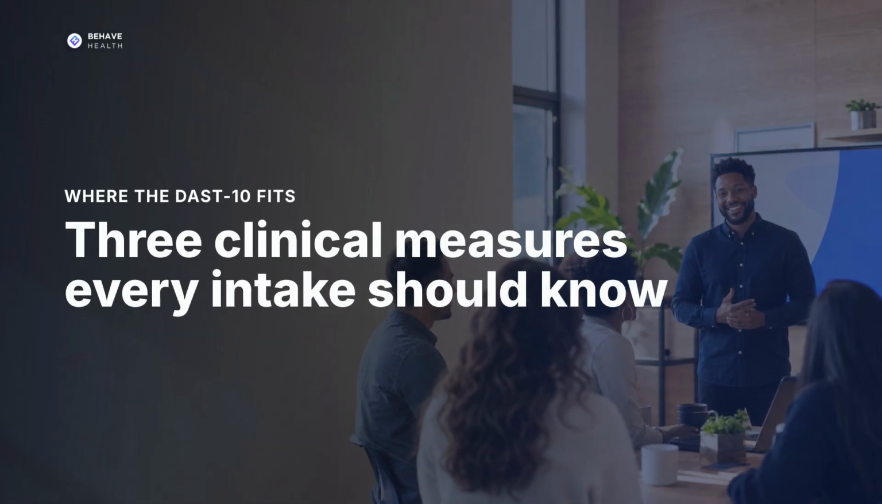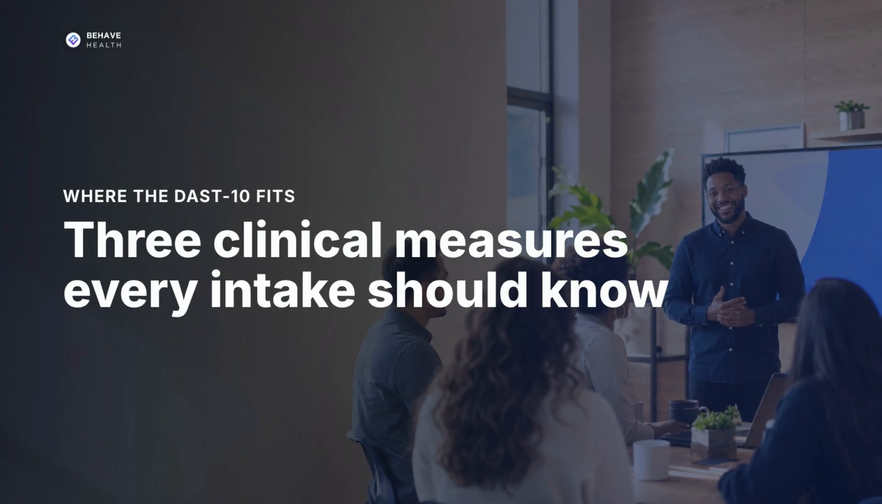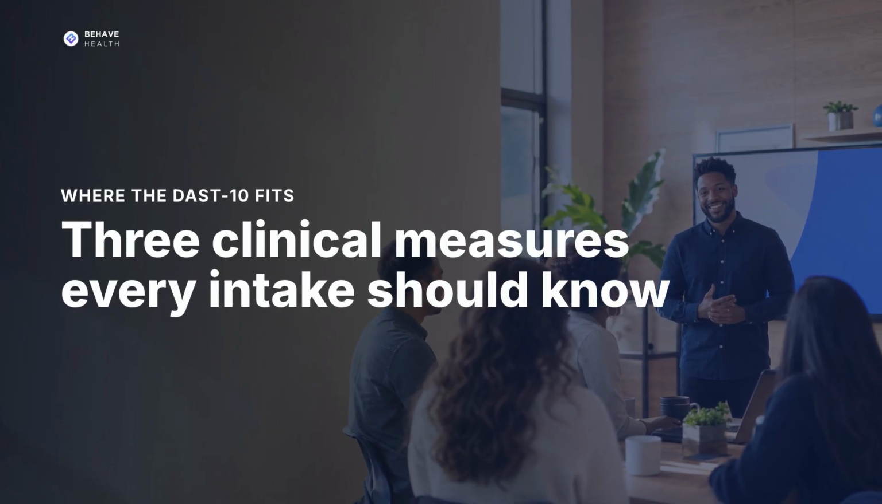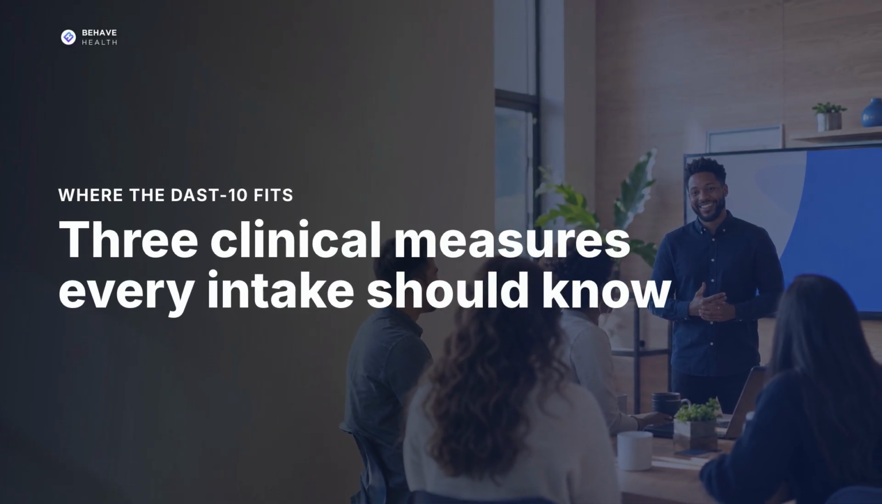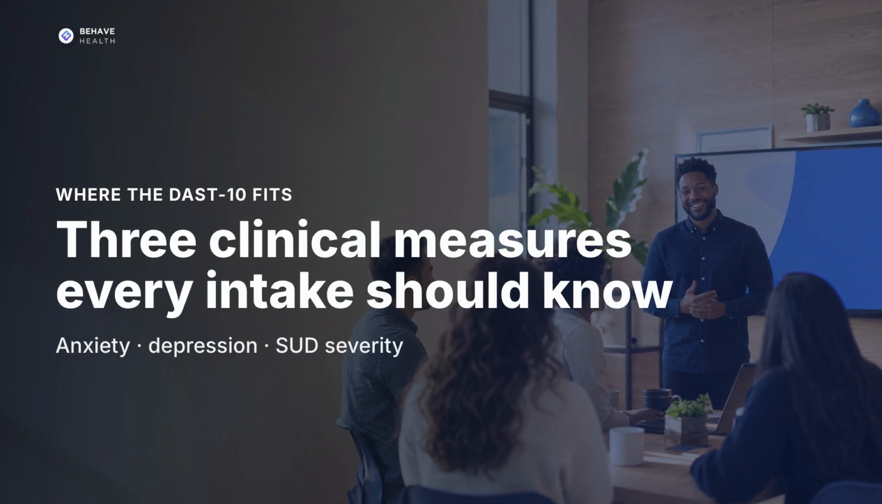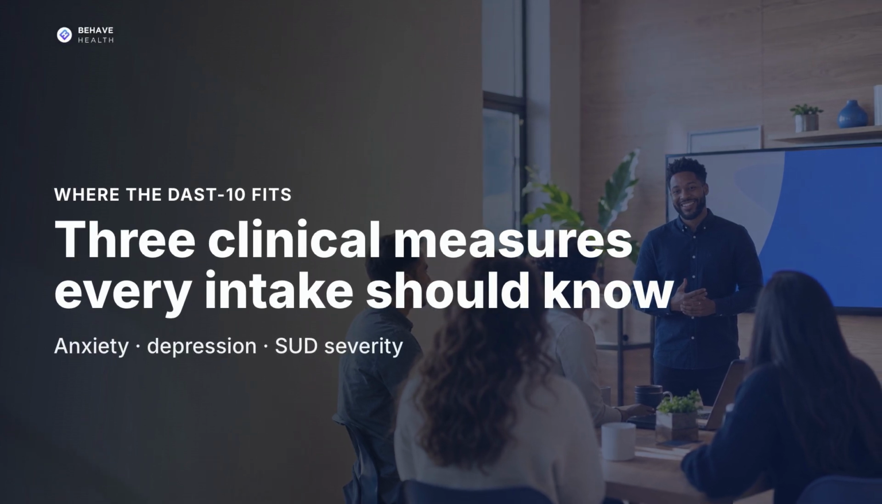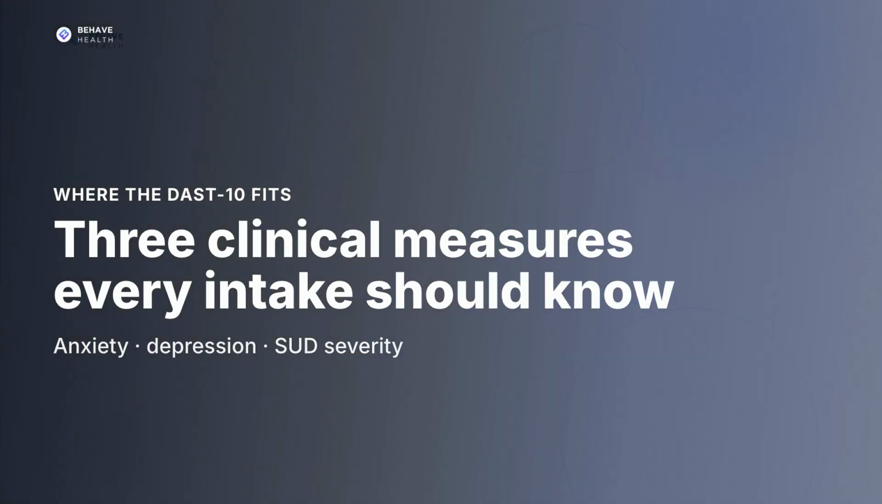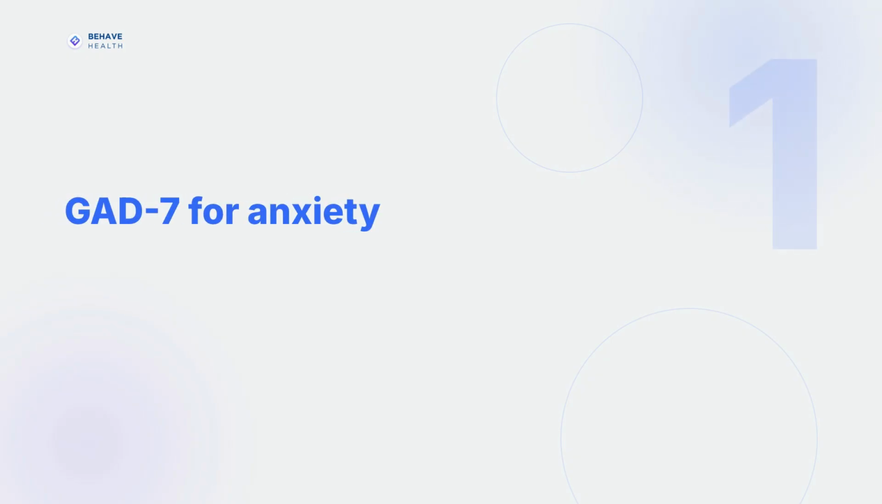Before the full list, here are 3 of the clinical measures an addiction treatment center leans on most. The company the DAST-10 keeps at intake: anxiety, depression, and substance use disorder severity. Let us walk through all 3. Measure 1. The GAD-7, a 7-question test clients fill out to gauge the severity of their anxiety.